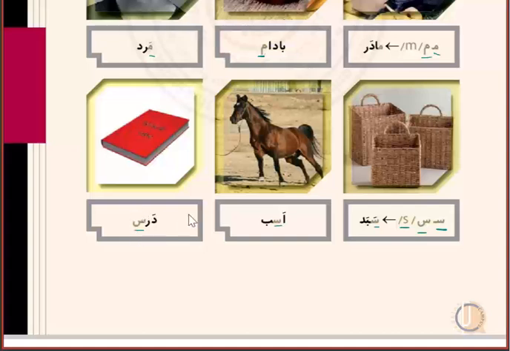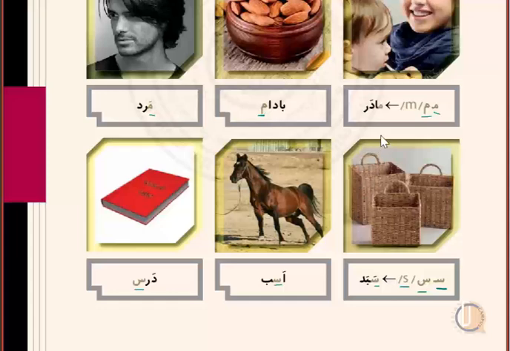Let's repeat these words again. مادر, بادام, مرد, سبد, اسب, درس. Next page.